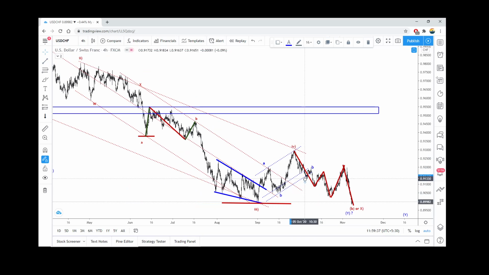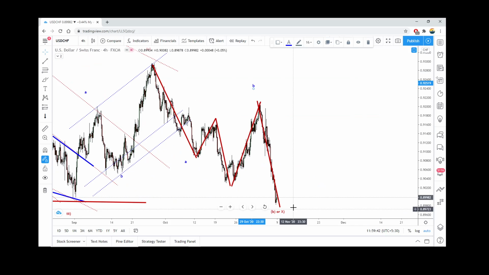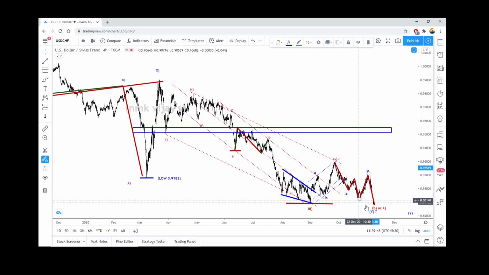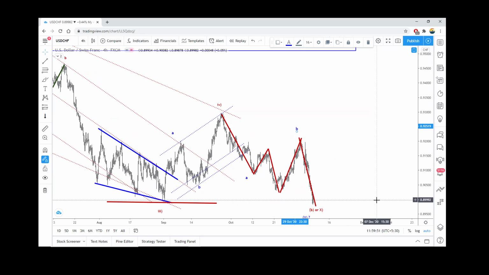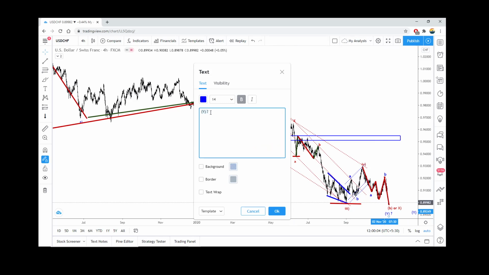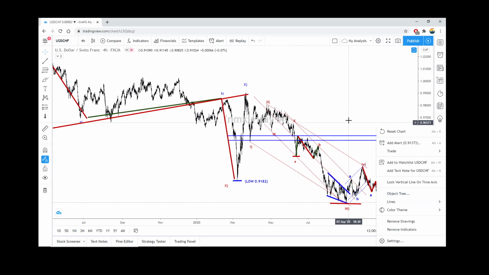So this A, this is the B or C. We can make it a W, X, A, B and C also. So in any condition, the fifth wave is over here, though one more low is also possible. So now the perfect 5 waves in the diagonal triangle for the Y wave got completed. That is why I had placed a question mark. Now I have removed the question mark. It's already broken this low.